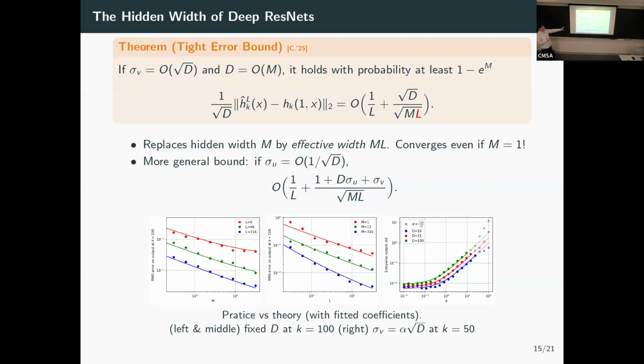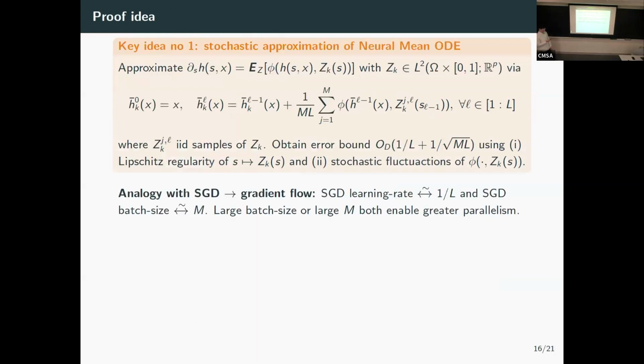And when you compare these rates with practice, here I have fitted the trends with some coefficients and compared with practice. When I vary m, L, or d, we see that it's tight. So that's the tight error rate, at least empirically, in terms of L, m, and d. Okay, so I will give a quick idea of the proof. How does that work? Let me check the time.